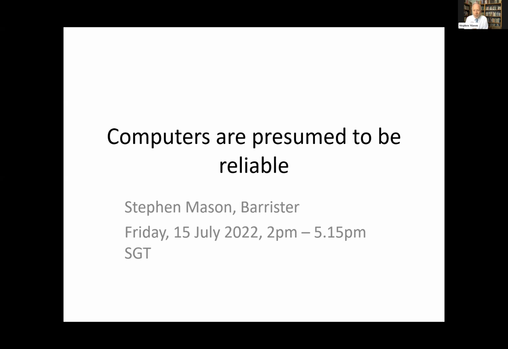And this is the point I want to make in the preamble to the brief discussion of the presumption that computers are reliable. The hardware can be very reliable.